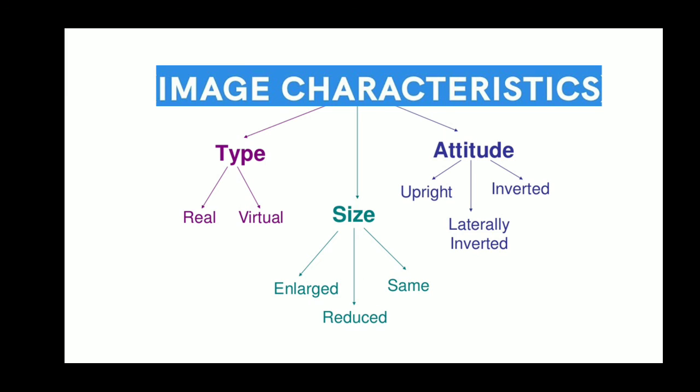But a same size image, where did you get the same size? Can anyone say? Yes, when the object is at C, your image is at C and of the same size. And another characteristic is orientation: erect image, inverted image, laterally inverted image. Where do we study laterally inverted? Can anybody say? Whatever we do with the right hand appears as the left hand. Yes, in a plane mirror we get laterally inverted images. So these are the image characteristics.